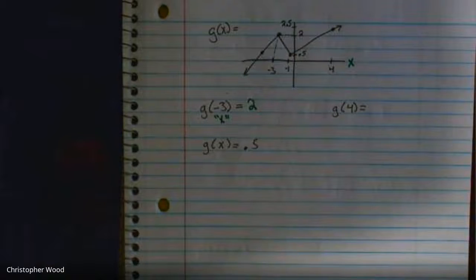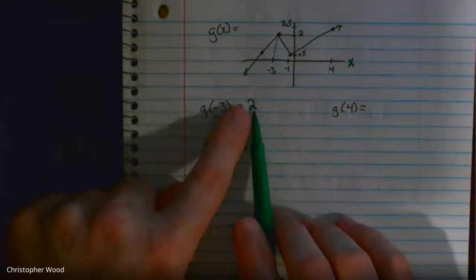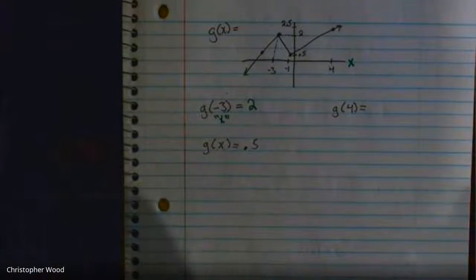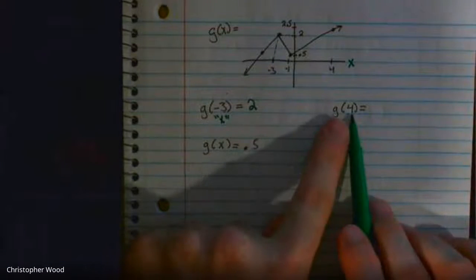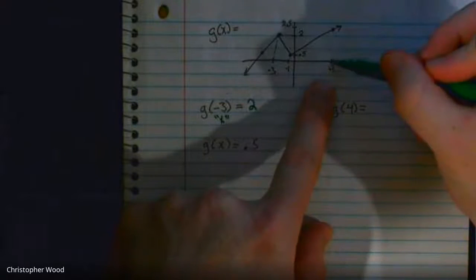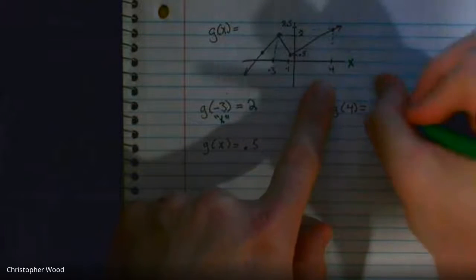So when x is -3, y is +2, and that's our goal. We're trying to find the output. So I gave you an input of -3. What is the output? What is the y value? If I give you an x of +4, so here's the x +4, we look for the y value. What's the y value? It looks like it's about 2.5.